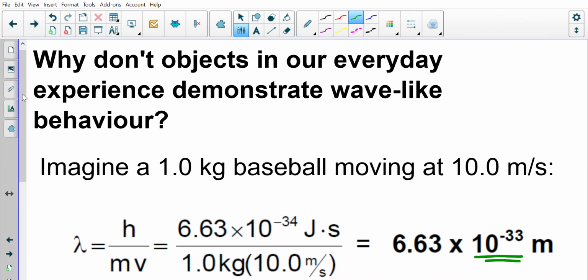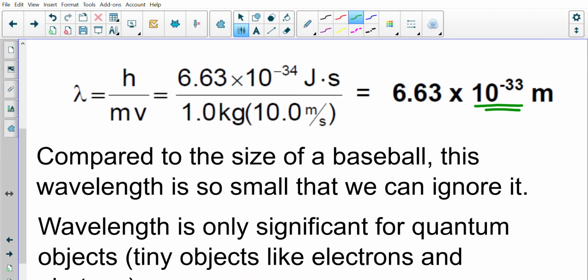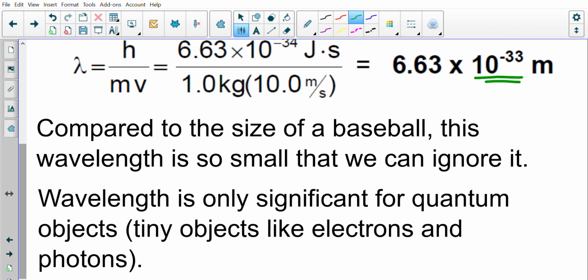But for the baseball here, something that's times 10 to the negative 33 is so small compared to the size of a baseball that it's not going to affect the baseball's behavior at all. And so you can ignore it. Okay, so wavelength is only significant for quantum objects. And so in this course, that's things like electrons and photons.